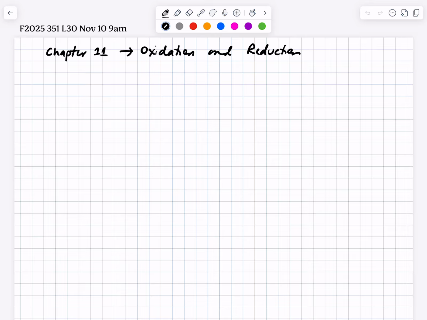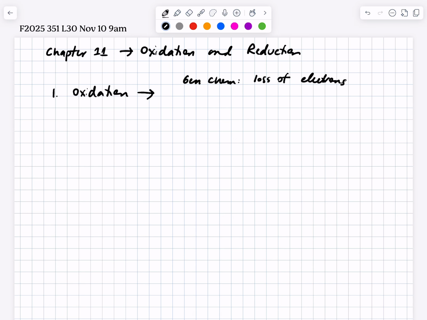All right, well, today we are moving on to chapter 11, where we will talk about oxidation and reduction. We'll spend most of our time on reduction today. We'll do oxidation on Wednesday. If you remember from general chemistry, what was your definition of oxidation in general chemistry? Loss of electrons.